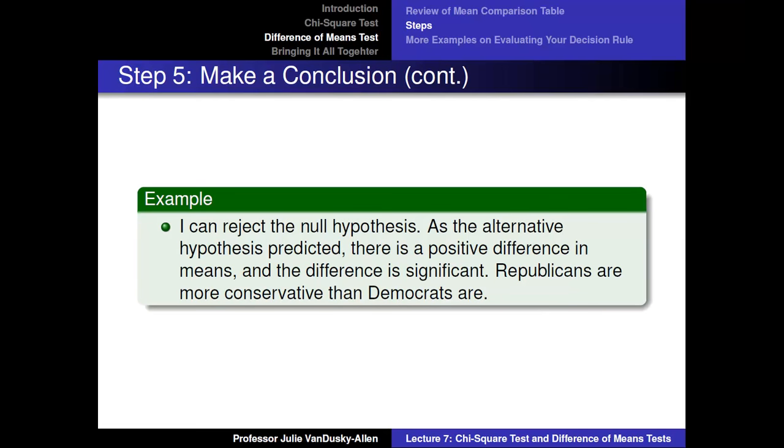Applying this to our example, we can conclude I can reject the null hypothesis. As the alternative hypothesis predicted, there's a positive difference in means, and the difference is significant. And then you add a discussion such as, Republicans are more conservative than Democrats are.